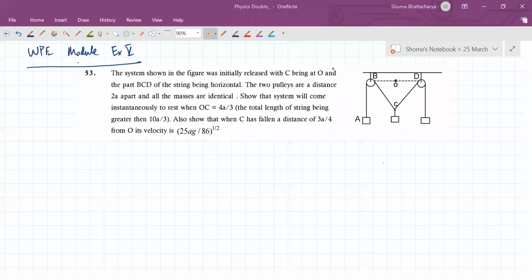Sir, we'll use the velocity trick, right? You mean the virtual power trick? Yeah, you can use that. That will be the easiest way. Otherwise, you can use calculus and thread length conservation. Yes, sir, that also we can use. Okay, so just set up the constraint relation. I'll put it up on the board.